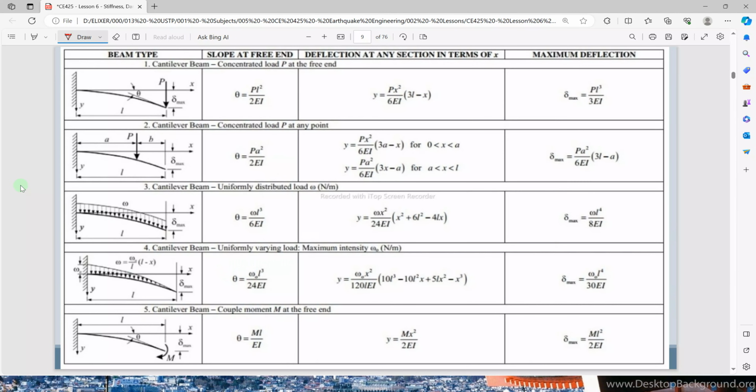Okay? So we have here, no, this is a figure showing the different deflection of a beam. So actually, yung makita dire, this is just a cantilever beam with different types of loading. We have a concentrated force at the end, concentrated force at any point. We have a uniformly distributed force. We also have a uniformly varying force. And we have a moment here. So this is the theta, this is the slope of the deflection. We also have here the deflection at any point. And then we have the maximum deflection symbolized as delta max.